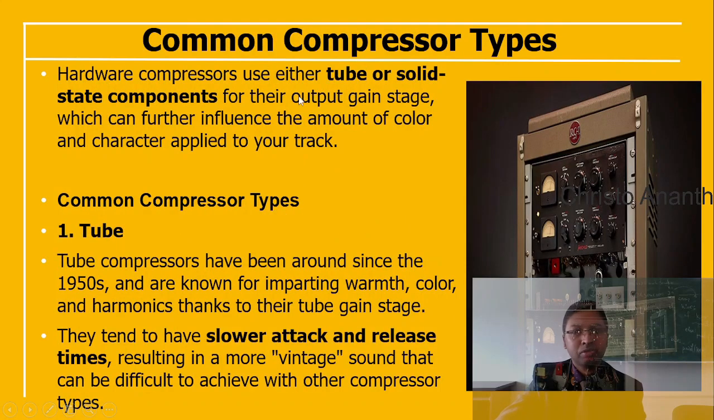Okay. So hardware compressors maybe either will be using tube type or solid state components from the output gain stage that can influence the amount of color and of course the character applied to your track. So these are the common compressor types. We have tube type. Back during 1950, for color, for warmth, harmonics, you use the tube. They will be having slow attack and slow release time. So that is how you will have that old sound, which can be difficult to achieve with other compressor types. So this is actually tube type.